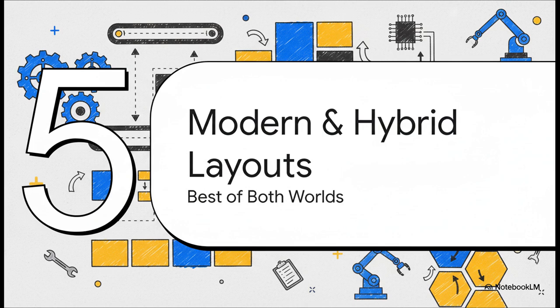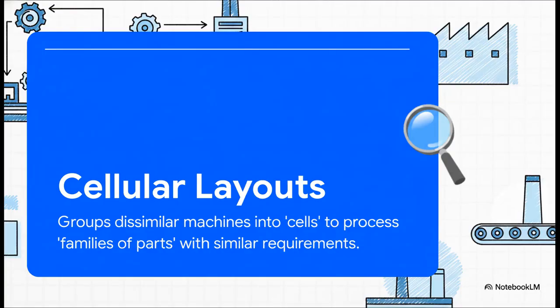This is where things get really interesting, because companies are always trying to get the best of both worlds. That amazing flexibility of a process layout combined with the pure speed of a product layout. And a brilliant example of this kind of hybrid thinking is the cellular layout.